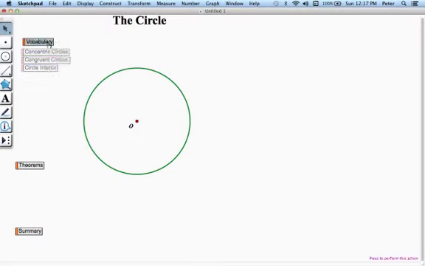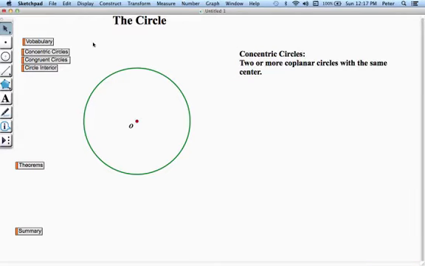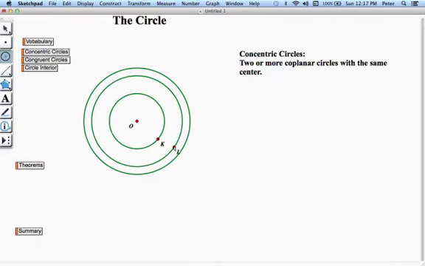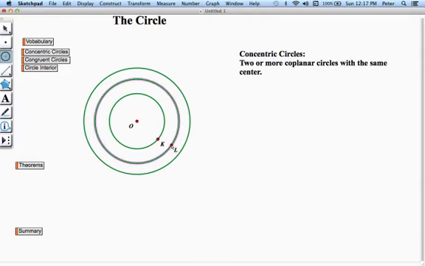Okay, in addition to the vocabulary we covered in the 9.2 videos, I want you to know what concentric circles are. Concentric circles are two or more coplanar circles with the same center. Okay, coplanar means that they're on the same flat surface. And having the same center means that, like these two circles there, they have the same center, O, and so they are concentric circles. I could make another one, and you start to get this bullseye look. Those are all concentric circles.